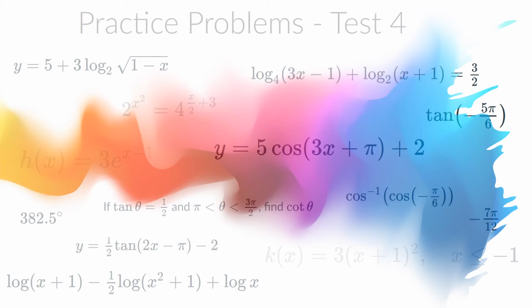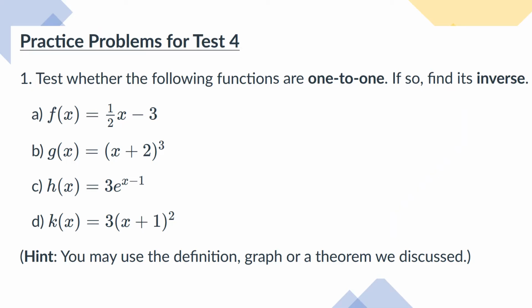This is the preview of a practice problem for test 4 of the pre-calculus course. So we're gonna go through several interesting questions from algebra and also from trigonometry. As the first question, we try to do testing for one-to-one functions, because this is one of the important topics. Because if the function is one-to-one, then you can find the inverse.